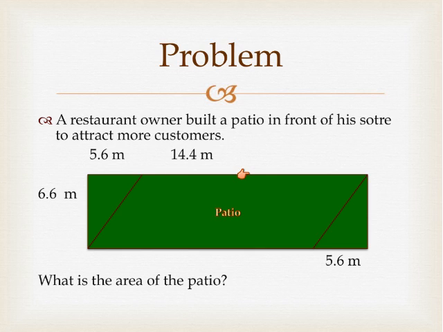Remember, we have 2 sets of parallel lines, so these 2 lines will be the same length and this line will be the same length. And thank you, Caden, that's right. It's 14.4 meters. So now that we have the base and the height, let's figure out what the area of just the patio is, not the patio with the little gardens off to the side.